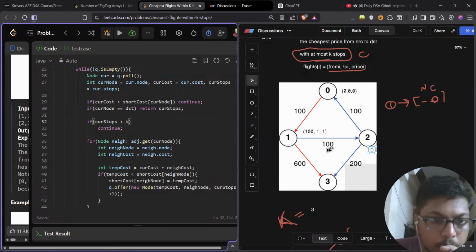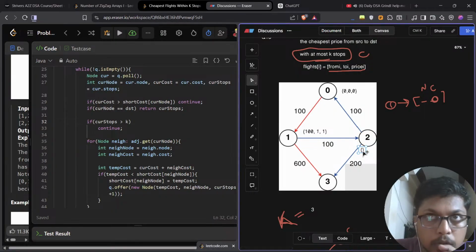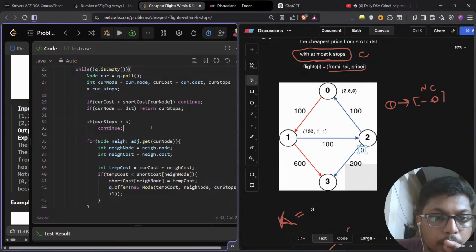So when I reach over here, I should try to reach the destination itself. It should not go further. So what I would try to do is apply the logic and continue with that thing.